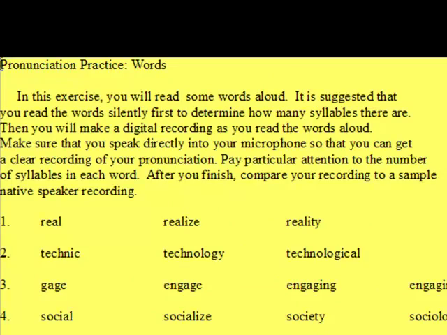Pronunciation practice words. In this exercise, you will read some words aloud. It is suggested that you read the words silently first to determine how many syllables there are. Then you'll make a digital recording as you read the words aloud. Make sure that you speak directly into your microphone so you can get a clear recording of your pronunciation. Pay particular attention to the number of syllables in each word.